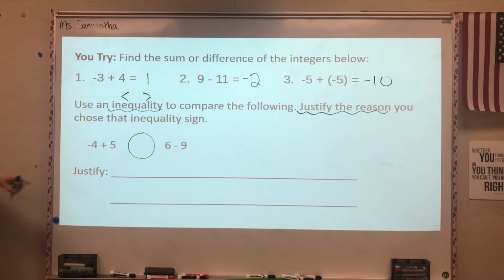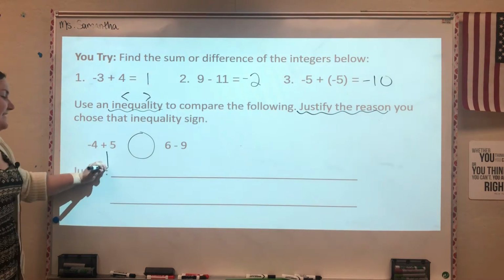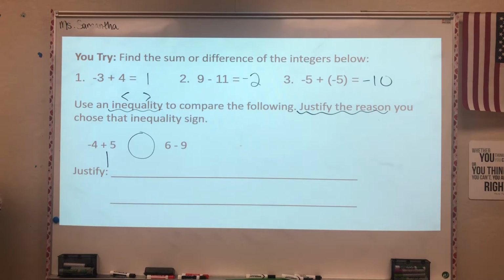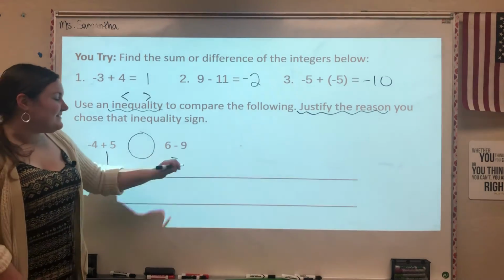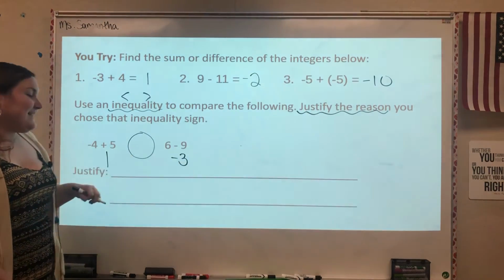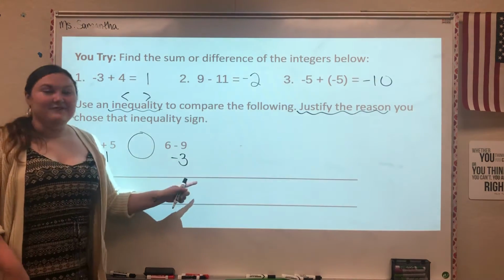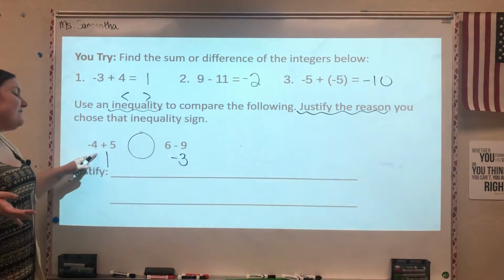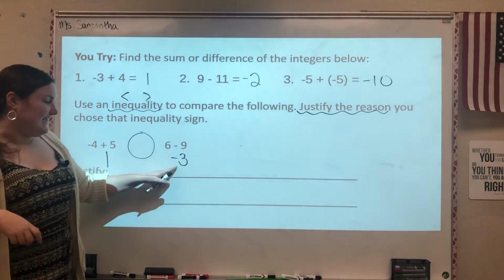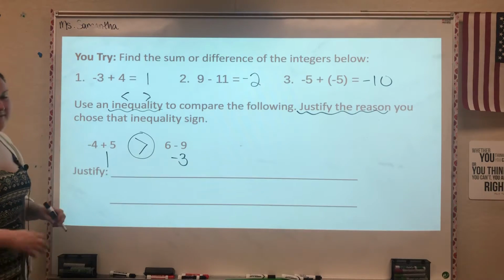Okay, over here on the left side, we've got -4 plus 5. Those are different signs, so you're subtracting and keeping the sign of the larger number, which is positive. It's really just like 5 minus 4. Over here on the right side, you've got 6 minus 9. You are subtracting a larger number, which means it's going to be negative. That's going to end up being -3. Now, once you know the left side is 1 and the right side is -3, it's really easy to pick your inequality sign. 1 is positive, and positive numbers are always going to be greater than negative numbers. So I could say 1 is greater than -3.